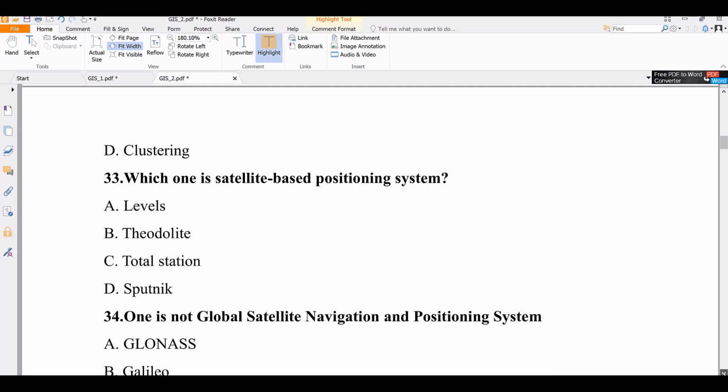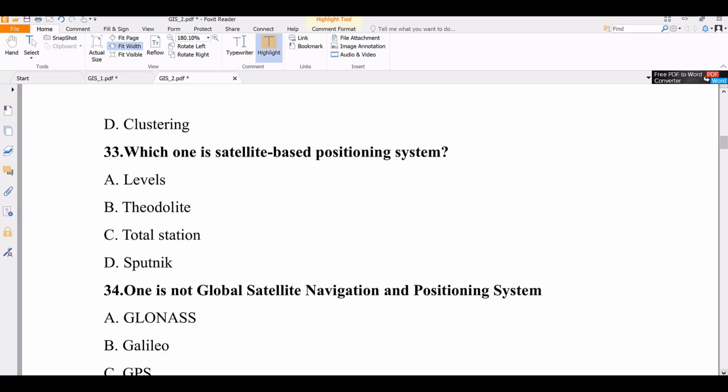Question number 33. Which one is a satellite-based positioning system? A. Labels. B. Theodolite. C. Total station. D. Sputnik. So the correct answer is Sputnik. This is a satellite-based positioning system in geometry.